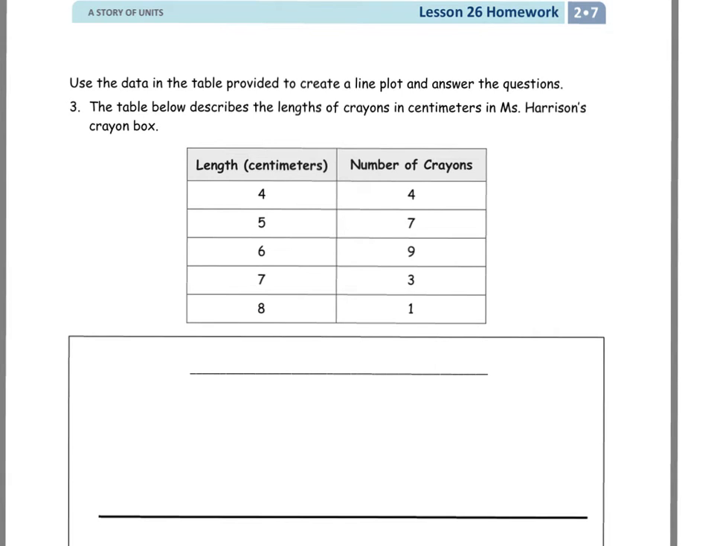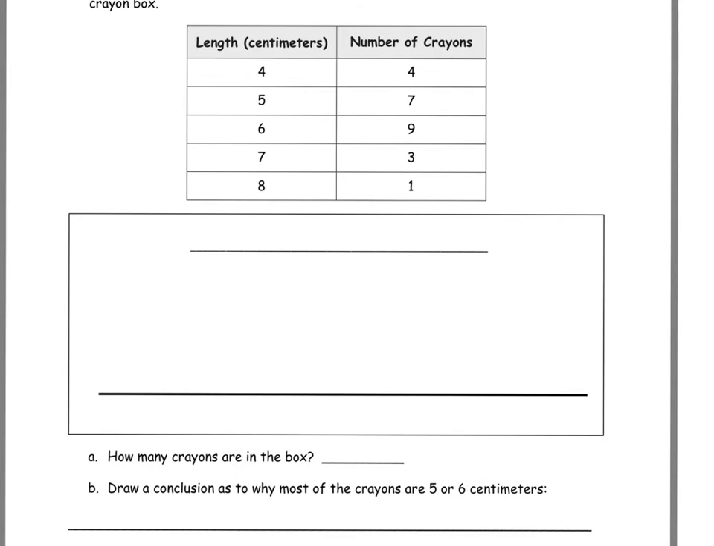And a similar thing here. Use the data in the table provided to create a line plot and answer the questions. So the table below describes the length of crayons in centimeters in Miss Harrison's crayon box. So let's go down and let's see that we are going to start at 0. I'm going to do my fun little line break to get me to 4, 5, 6, 7, and 8. And that's in centimeters.